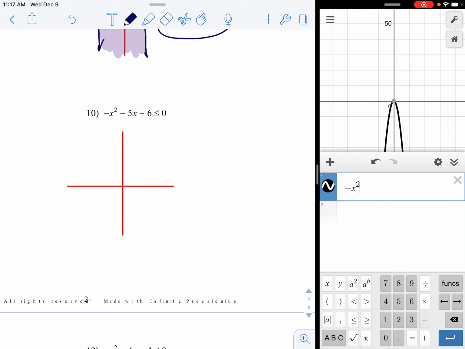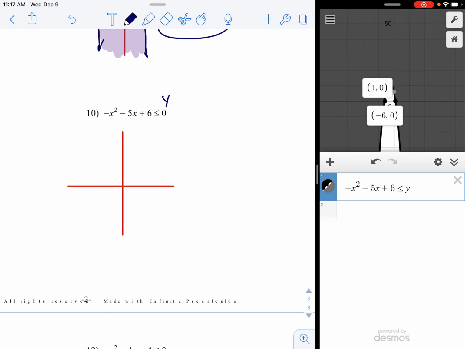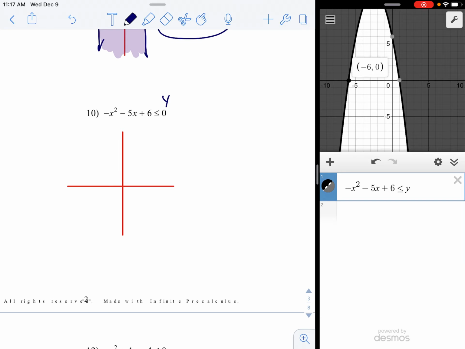-x² minus 5x plus 6 less than or equal to y. Again, make that a y. So my x-intercepts are at -6, +1. It's a solid parabola, which means those will be dots, not circles. There is an equal sign there. It's shaded on the outside, so out here.